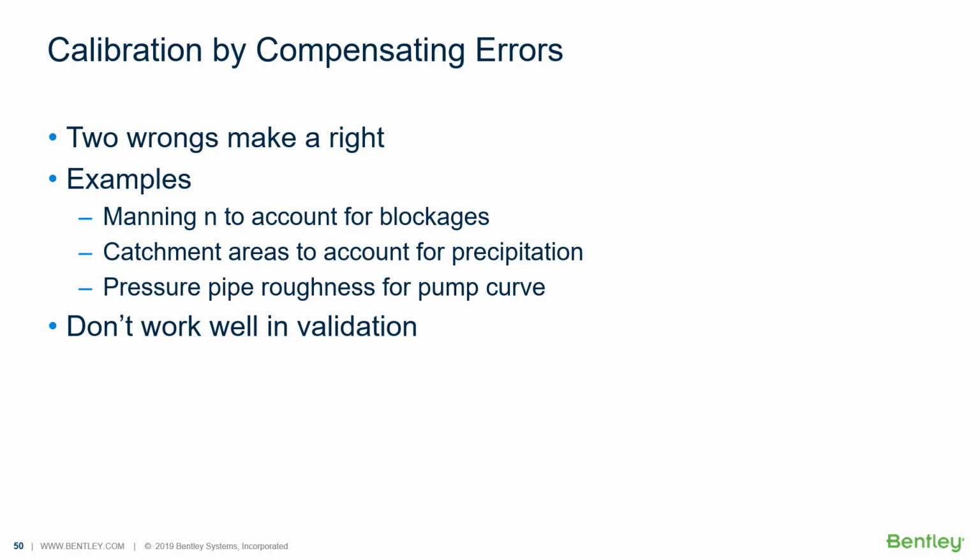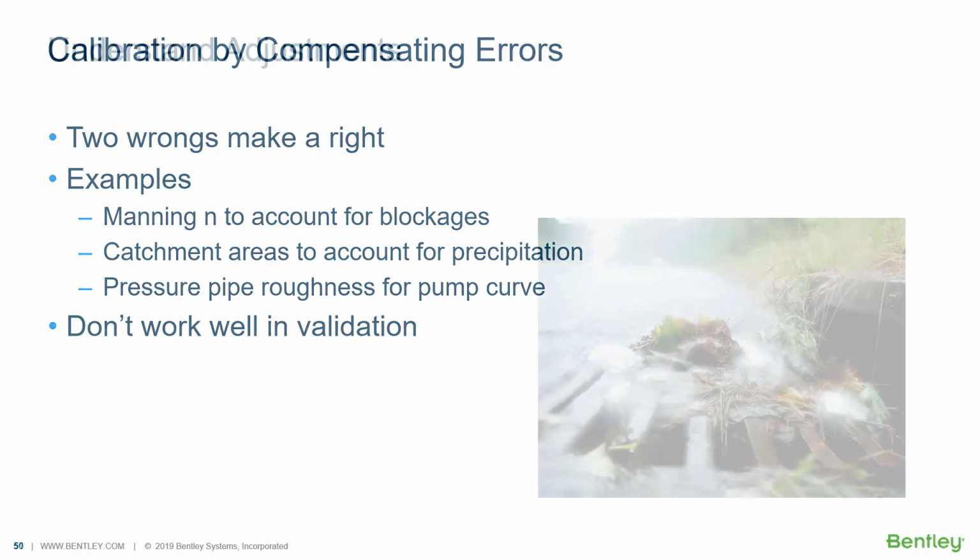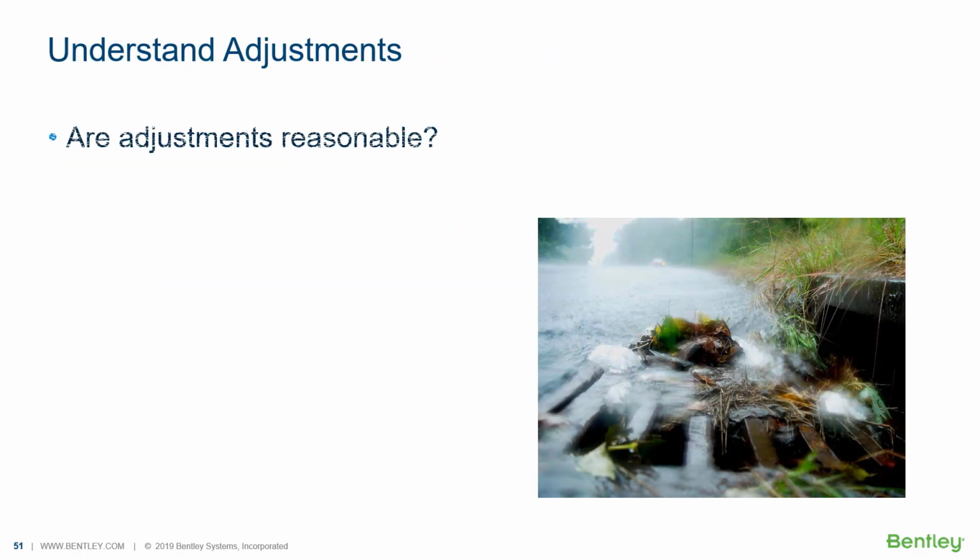The problem is, if you do this for one set of data, you might be able to get away with it. But if you try to validate that model against another set of data, it usually doesn't work very well, because that compensating error thing only works for one data set. If you have two data sets, it's hard to make the same compensation right. So you've got to be very careful that you're adjusting the right thing, which goes back to the question I asked earlier: why is your model not calibrated in the first place? So it's important to understand the adjustments. Don't just blindly make adjustments so that you match the outflow hydrograph. Are you making reasonable adjustments?